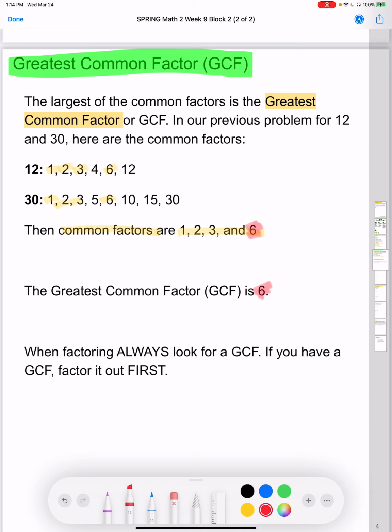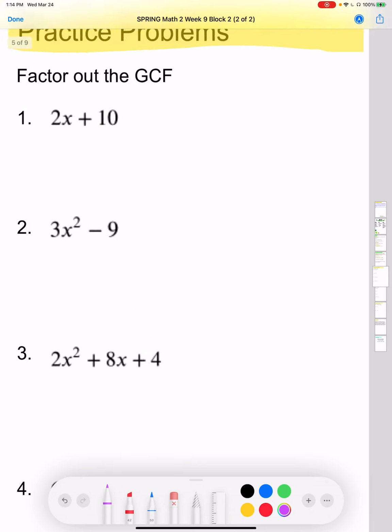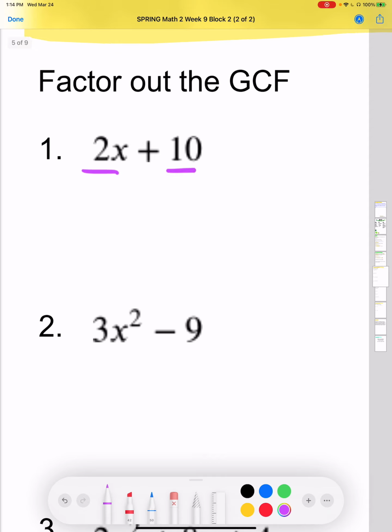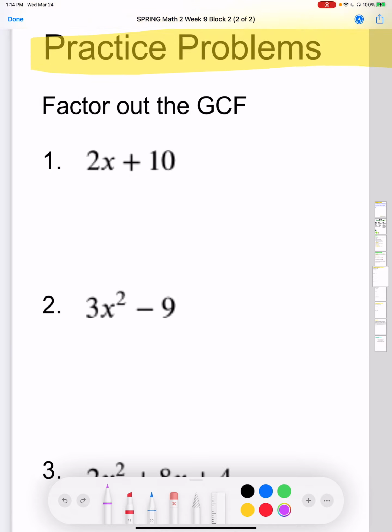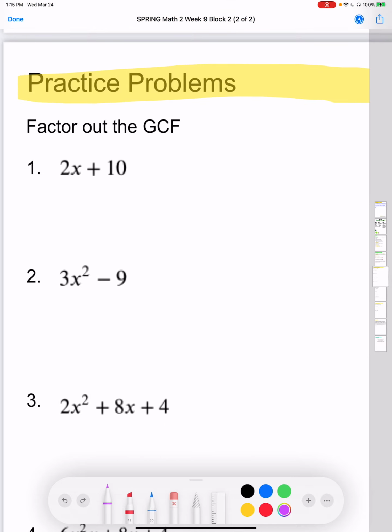All right, you guys, let's go ahead and get into some practice problems. Here we have the first 4 examples. You want to factor out the GCF. You have 2x plus 10. Here we have two terms, 2x and 10. Look for the greatest common factor. I'm looking at 2 and 10. The greatest common factor between those numbers is 2. So I'm going to put that the GCF is 2, and then what we're going to do is factor that GCF out.